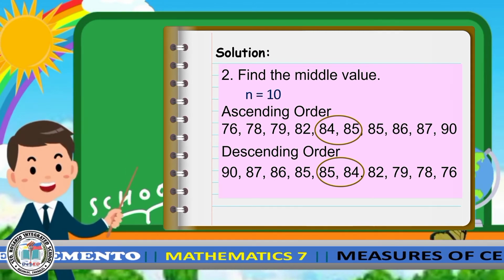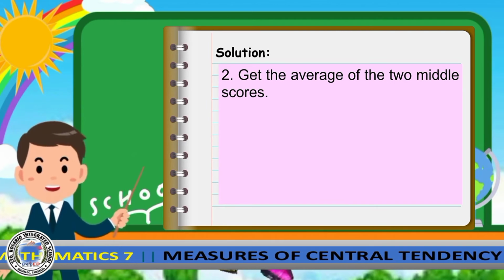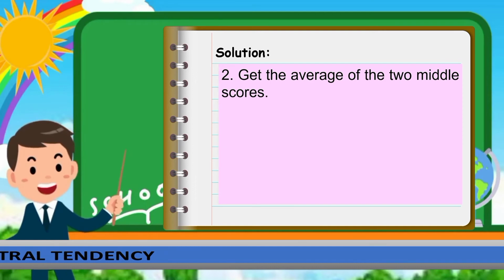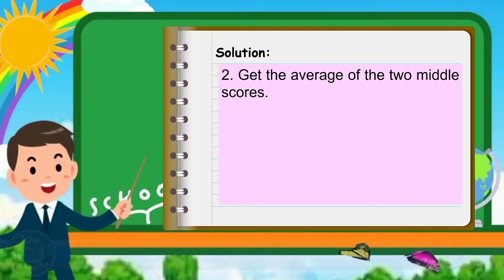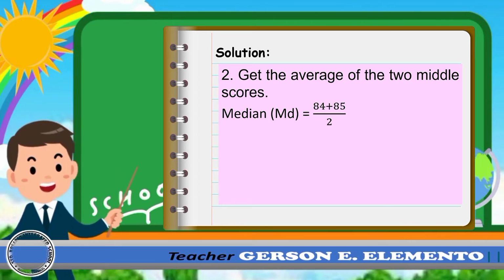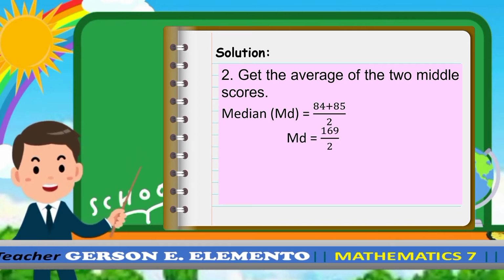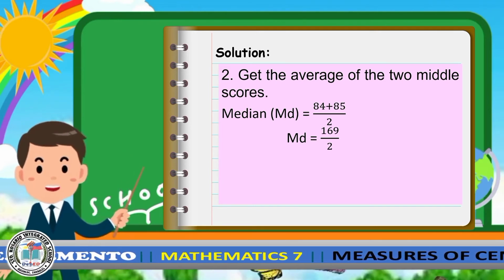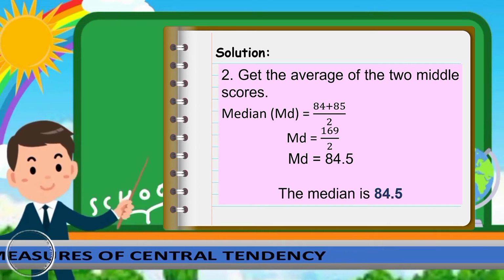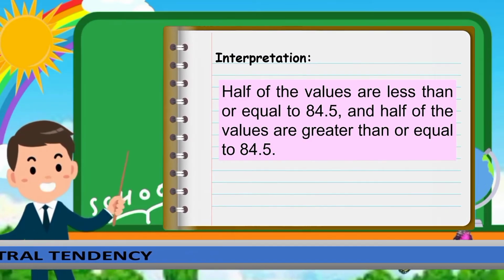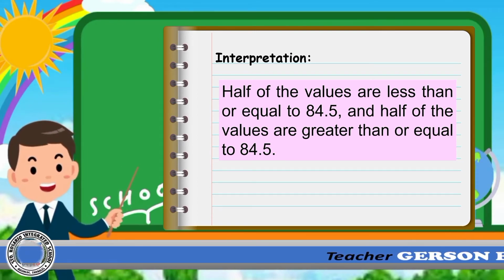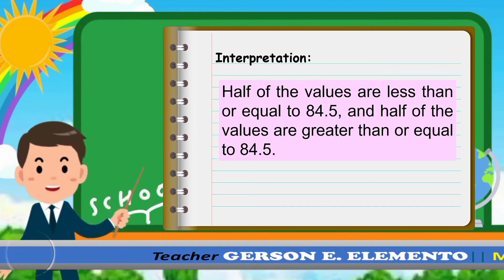Solution. In this case, since n is equal to 10, and 10 is an even number, we need to get the average of the 2 middle scores, or middle numbers. Median equals 84 plus 85 divided by 2. So the median is 169 divided by 2. The median is 84.5. Here is our interpretation. Half of the values are less than or equal to 84.5, and half of the values are greater than or equal to 84.5.